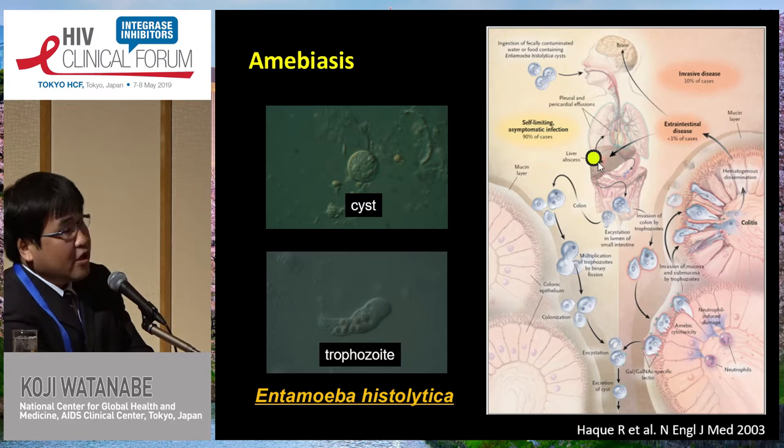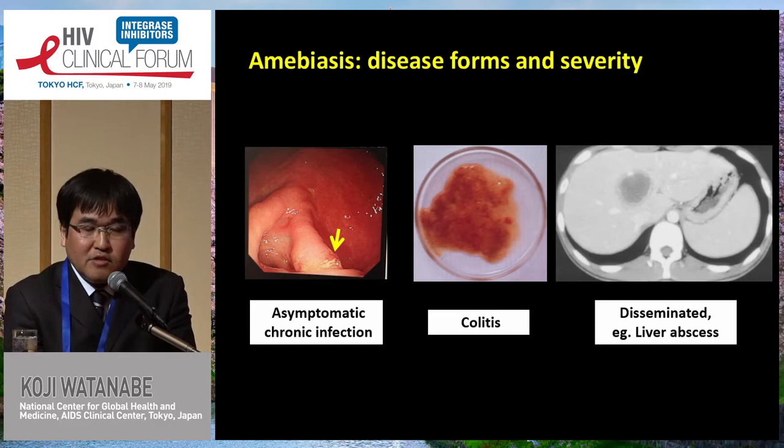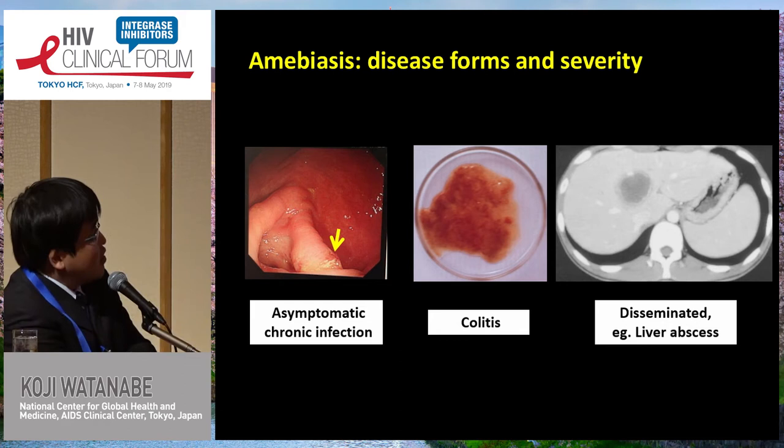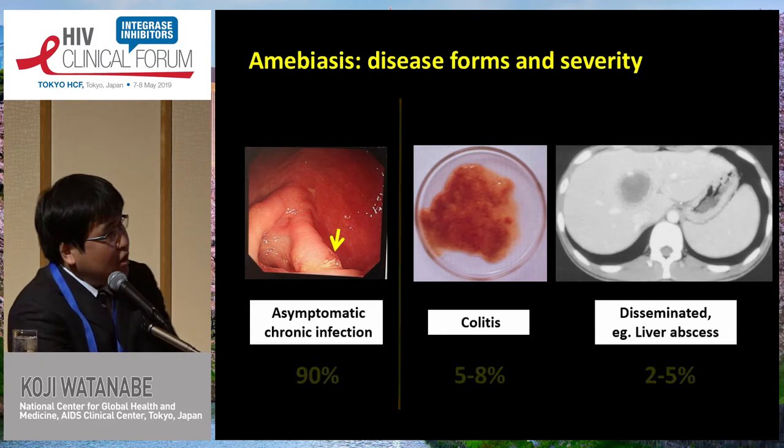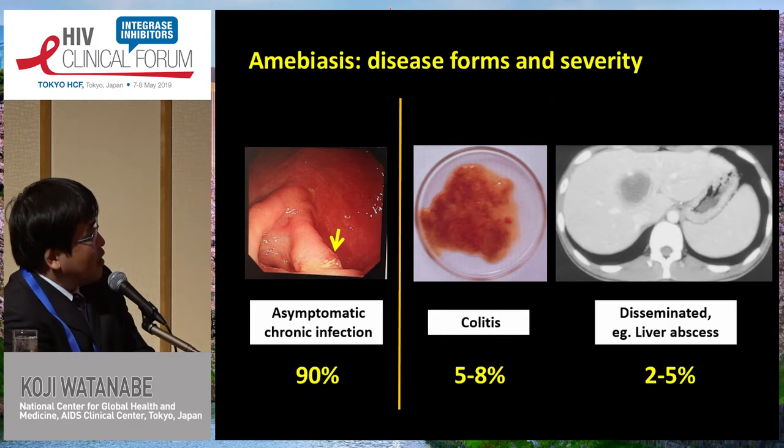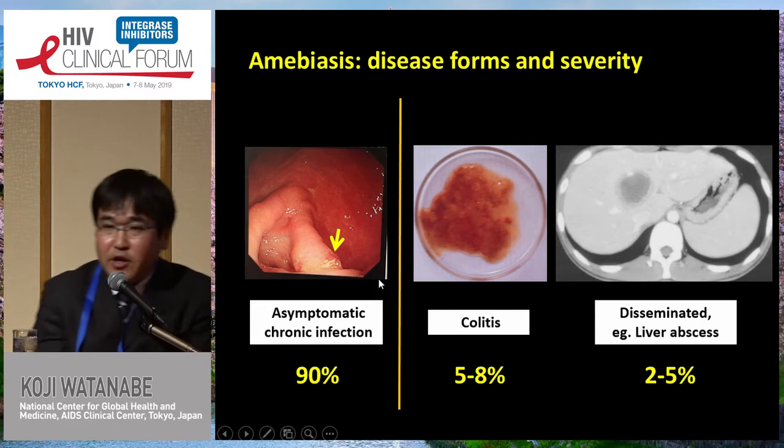So here are the disease forms of amoebiasis. The first is asymptomatic chronic infection, and then colitis. This is dysentery with bloody stools, and sometimes disseminated disease, most often in the liver. Sometimes it is critical. But the more important thing here is that most cases are asymptomatic. This asymptomatic chronic infection is very important in my talk.